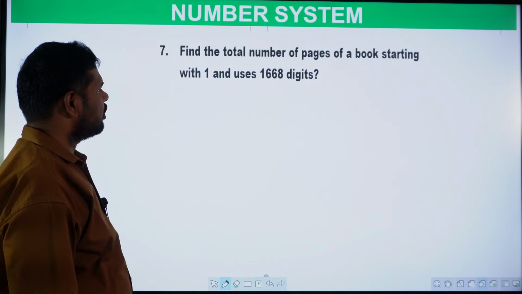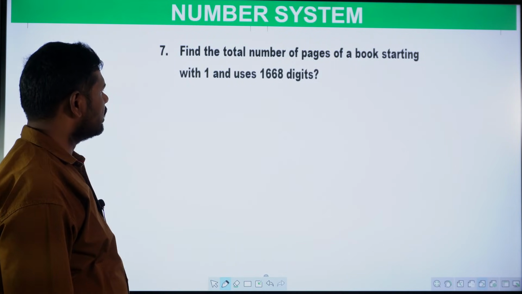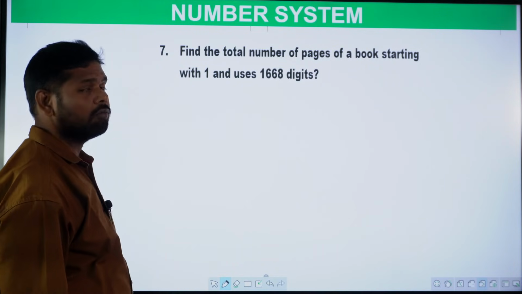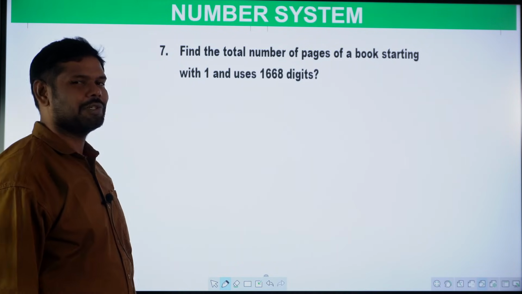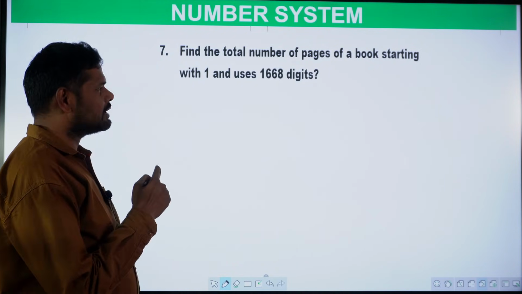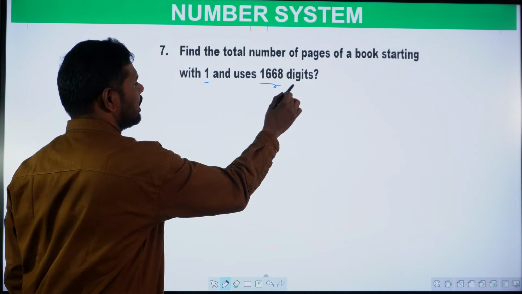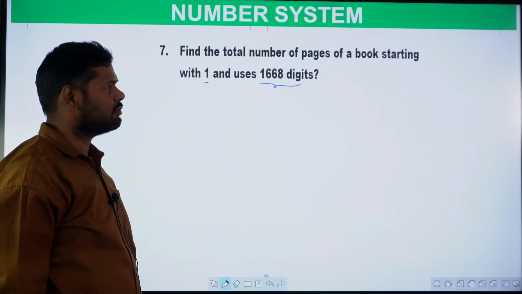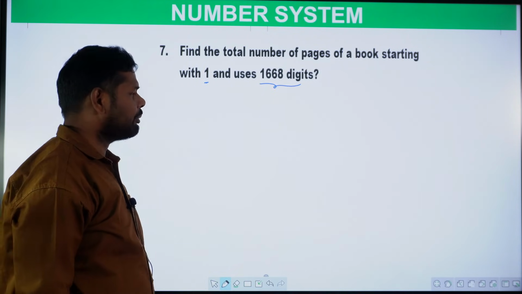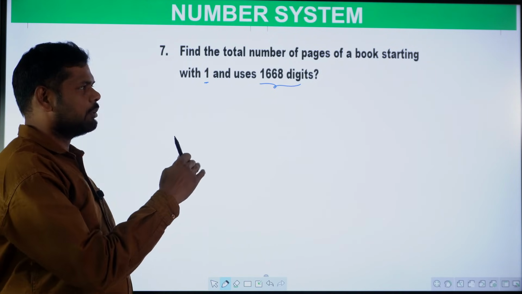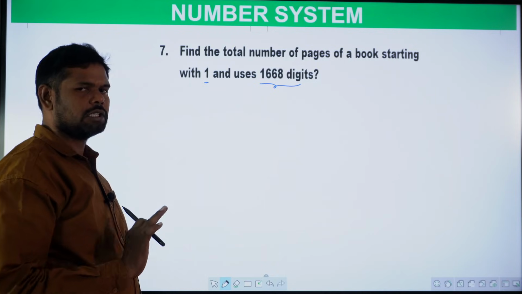Find the total number of pages of a book starting with 1 that uses 1668 digits. So in the question itself they are giving the total number of digits. It starts with 1, and the total number of digits is 1668. If 4 options are given, take each and every option and find the total. In the reverse case, that's okay.